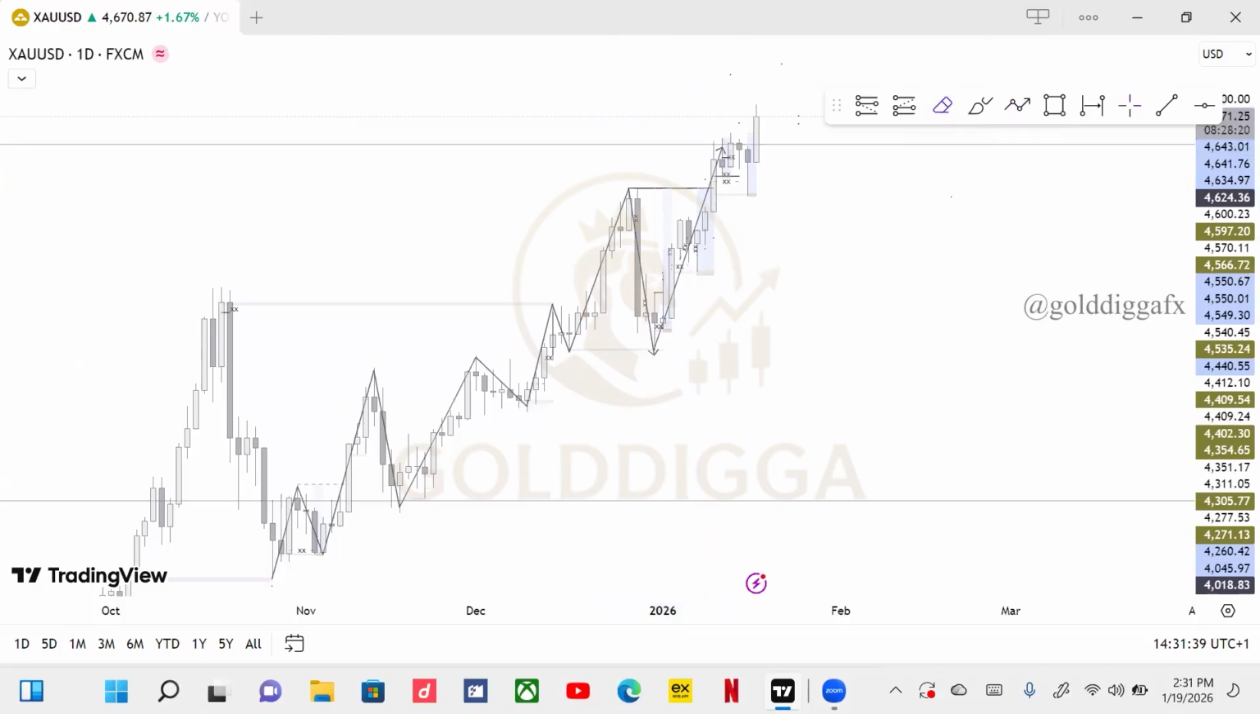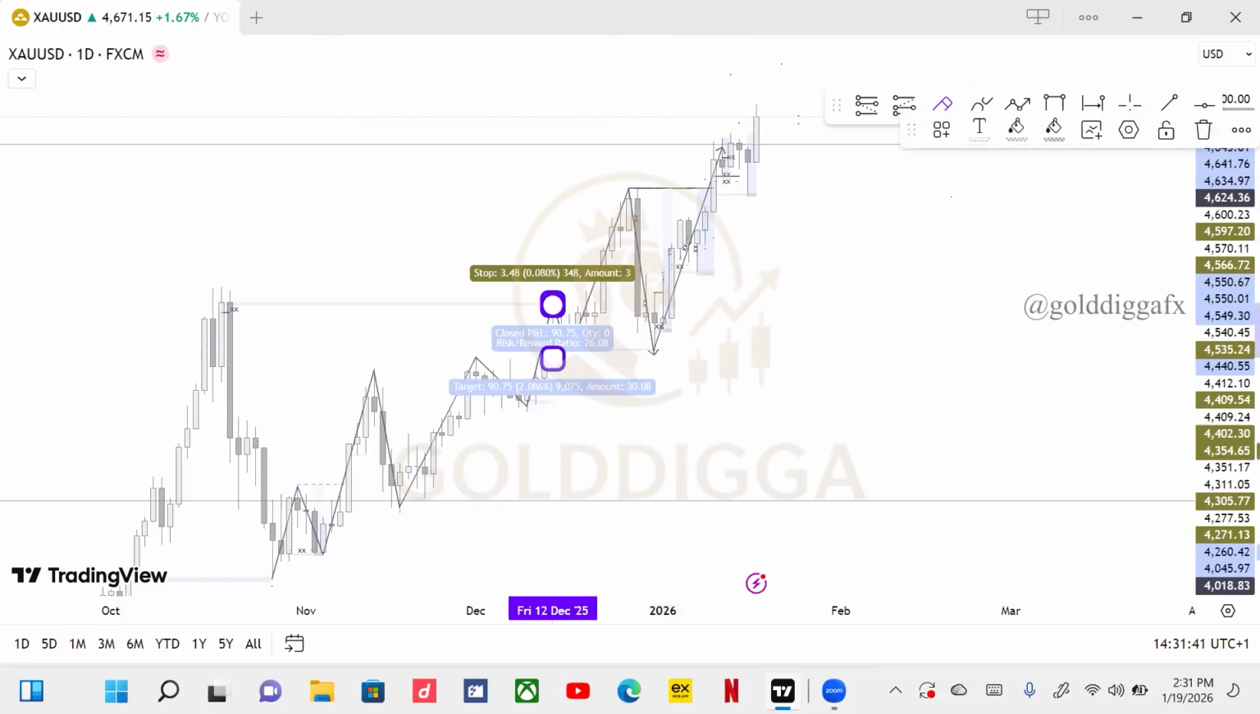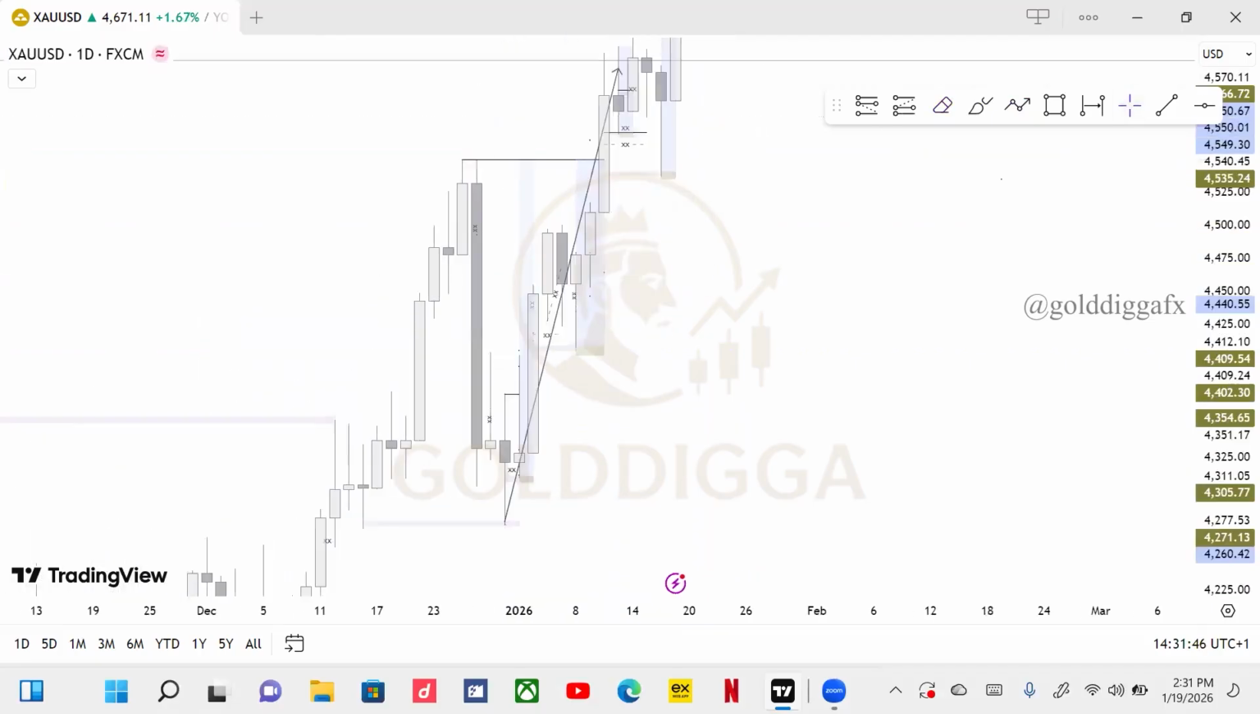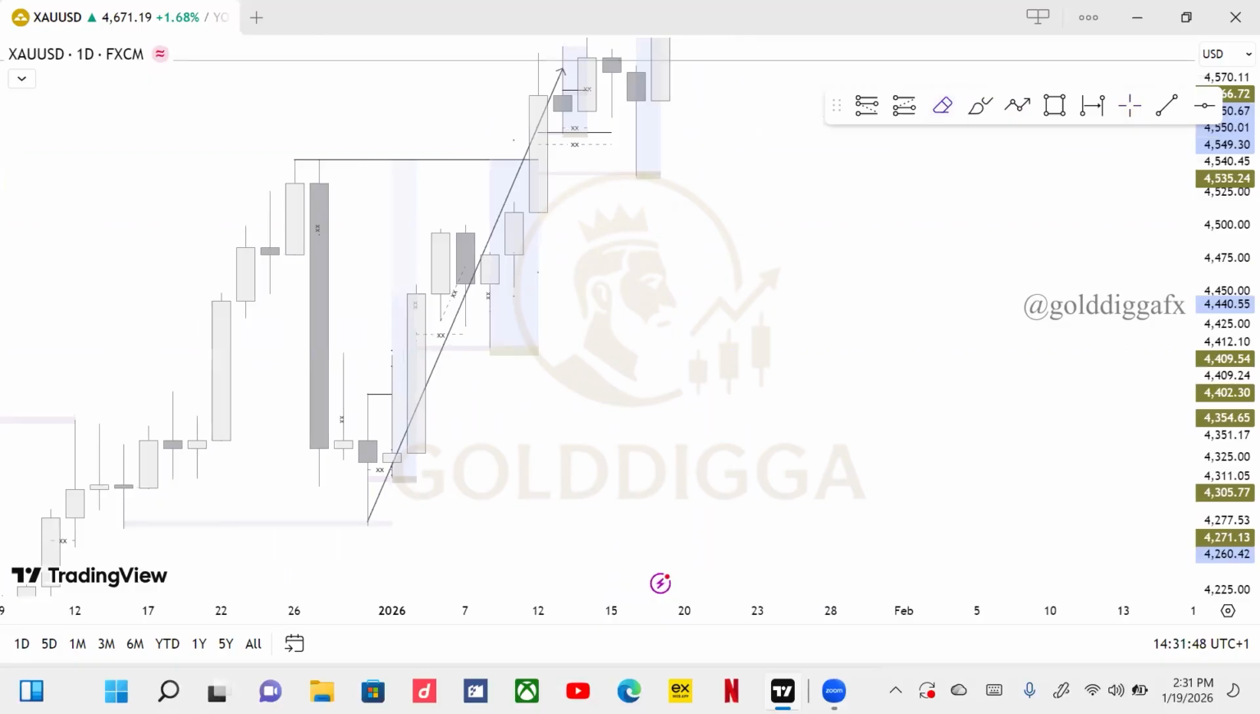So now you want to follow this up using your smaller time frame. So how do you follow it up using your smaller time frame? You go down from the daily to the 4 hour.